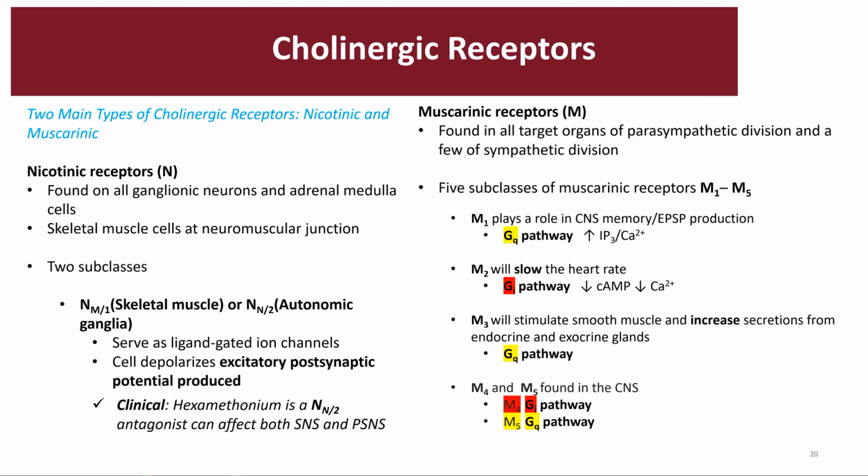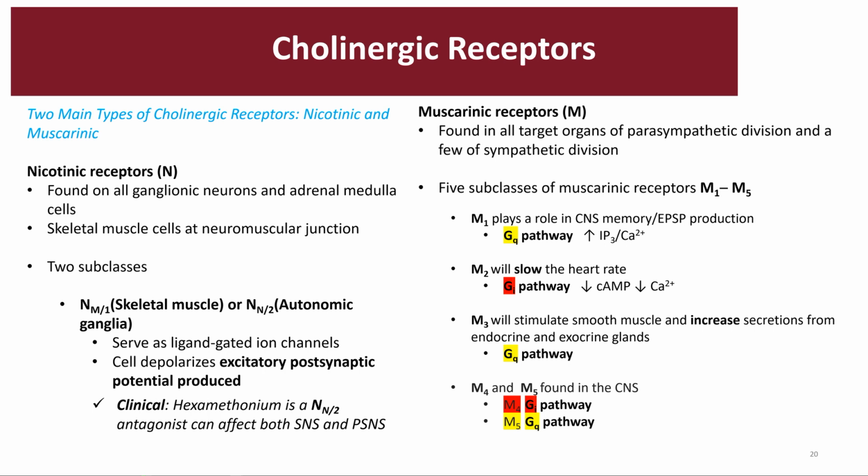Cholinergic receptors. There are two types of cholinergic receptors, the nicotinic and the muscarinic. The nicotinic receptors are found on cell bodies and dendrites of all the ganglionic neurons of both the sympathetic and parasympathetic division, as well as on the cells of the adrenal medulla.